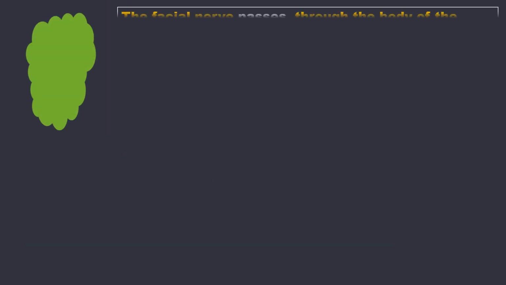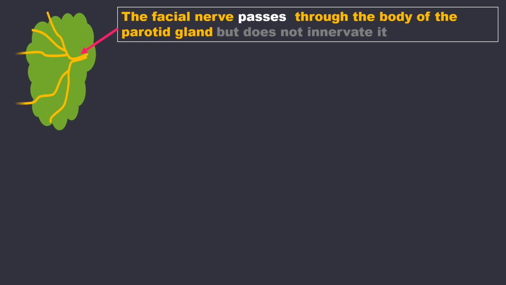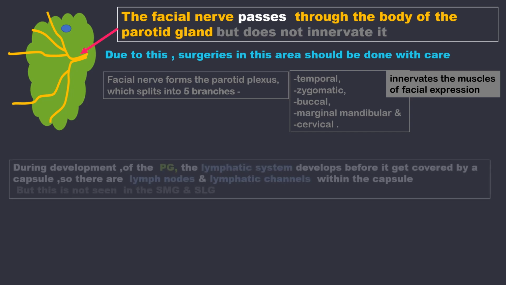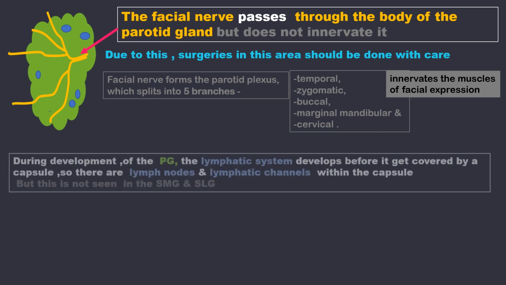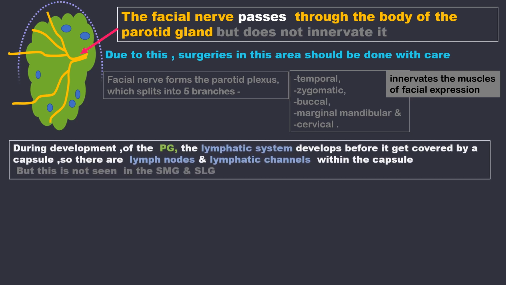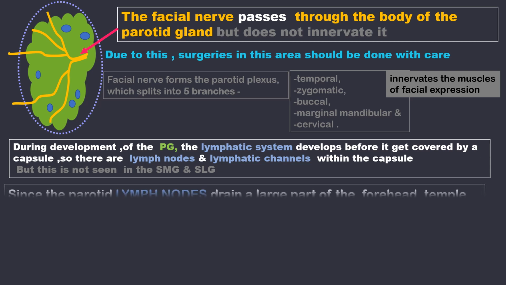There are certain features around the parotid gland that are worth noting, like the facial nerve passes through the body of the parotid gland. Due to this, surgeries in this area should be done with care. During development of the parotid gland, the lymphatic system develops before it gets covered by the capsule. So there are lymph nodes and lymphatic channels inside the gland within the capsule.